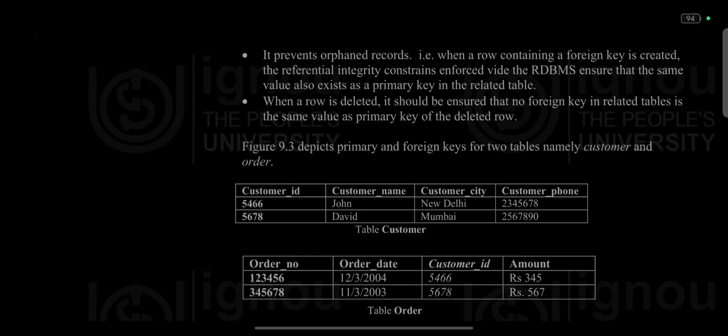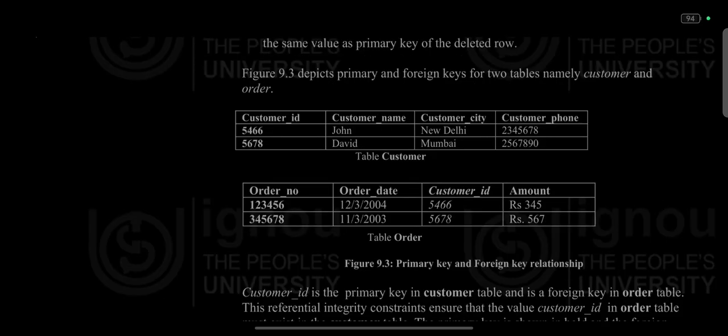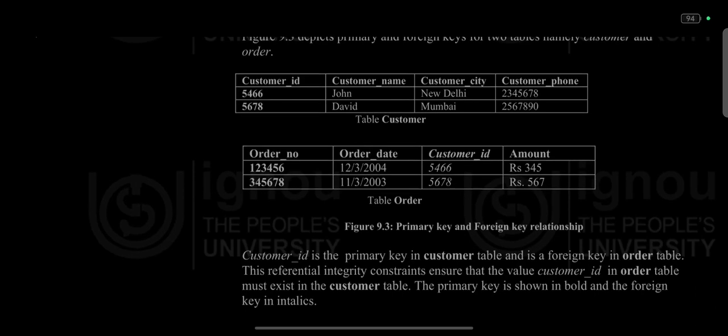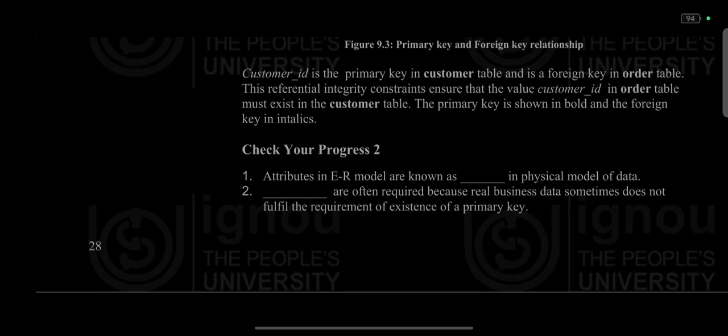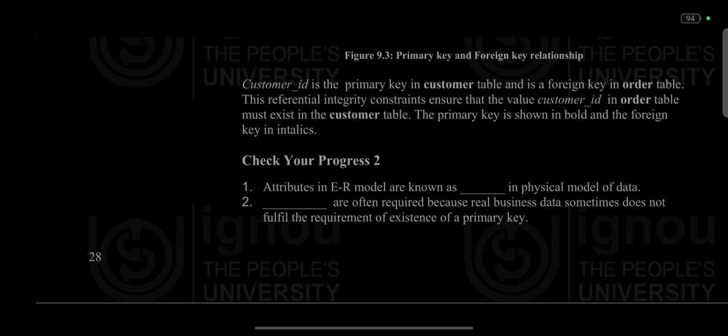Figure 9.3 depicts primary and foreign keys for two tables, namely customer and order. So here you can see the figure showing primary key and foreign key relationships. Now customer_ID is the primary key in the customer table and is a foreign key in the order table. This referential integrity constraint ensures that the value of customer_ID in the order table must exist in the customer table. The primary key is shown in bold and the foreign key in italics.